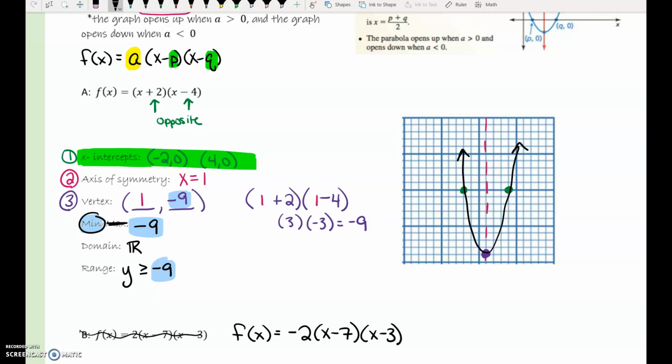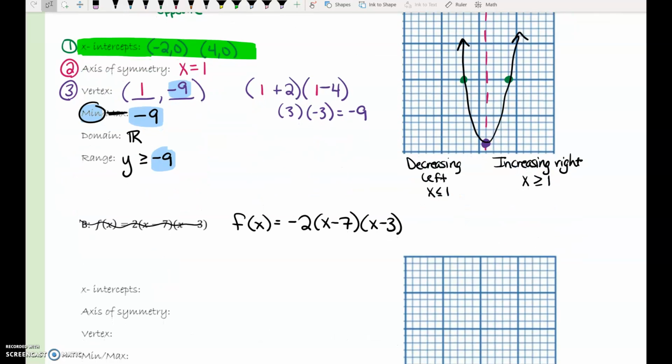If we wanted to talk about increasing or decreasing, this graph is increasing to the right of the symmetry line, and the x values to the right of the symmetry line are x is greater than or equal to 1. The graph is decreasing on the left side, and that's where our x values are smaller than 1. So if it asks you about increasing, decreasing, it's just which part of the graph is going up, which part of the graph is going down.